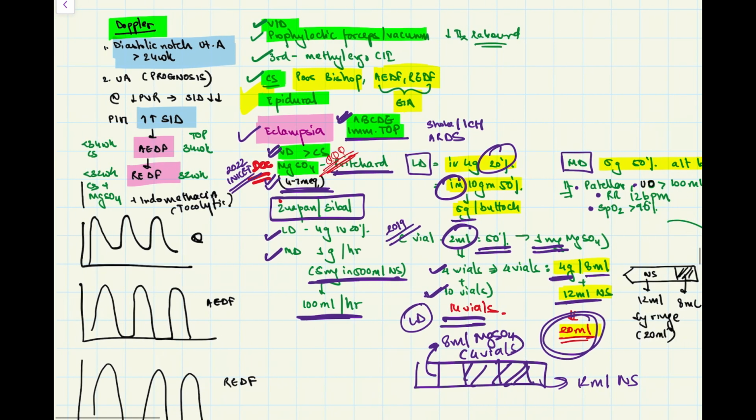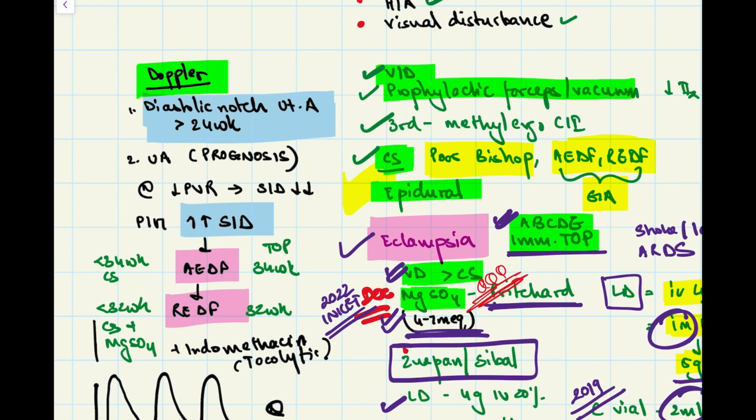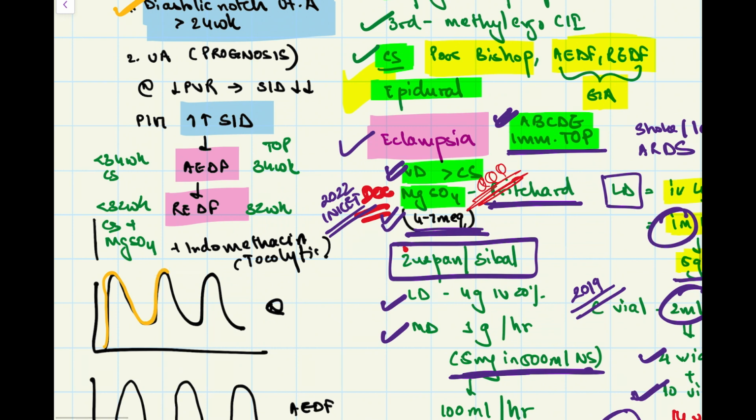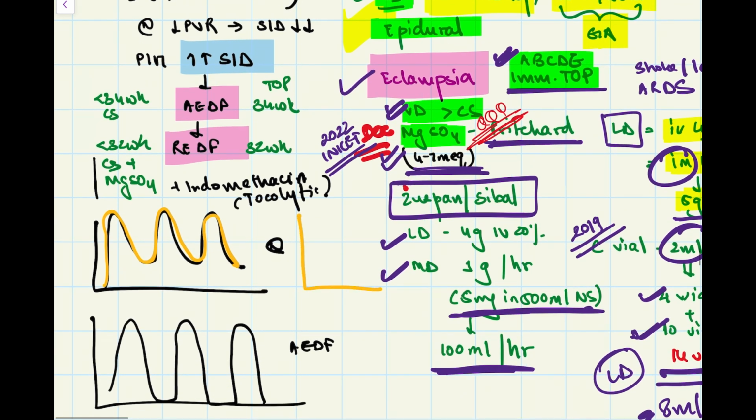Now, what are the Doppler findings in preeclampsia? So the first finding would be the presence of a diastolic notch in the uterine artery for more than 24 weeks, right? So this is normal uterine artery Doppler. It should be something like this, while notching in the uterine artery is this. This is diastolic notch, right? So this, if it persists after 24 weeks, it is an indication that preeclampsia might be developing.